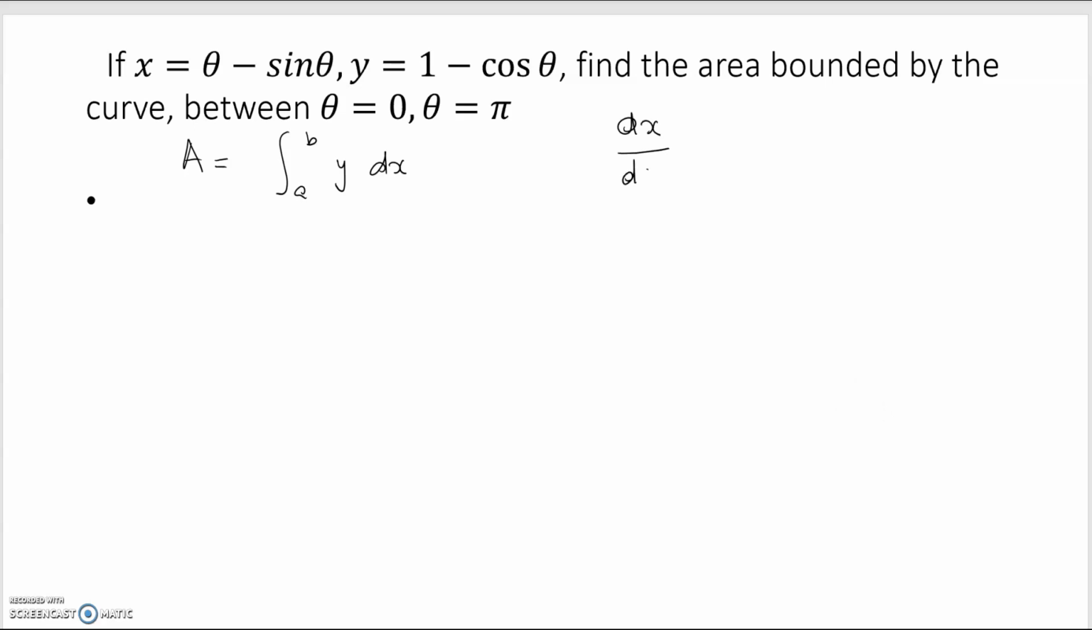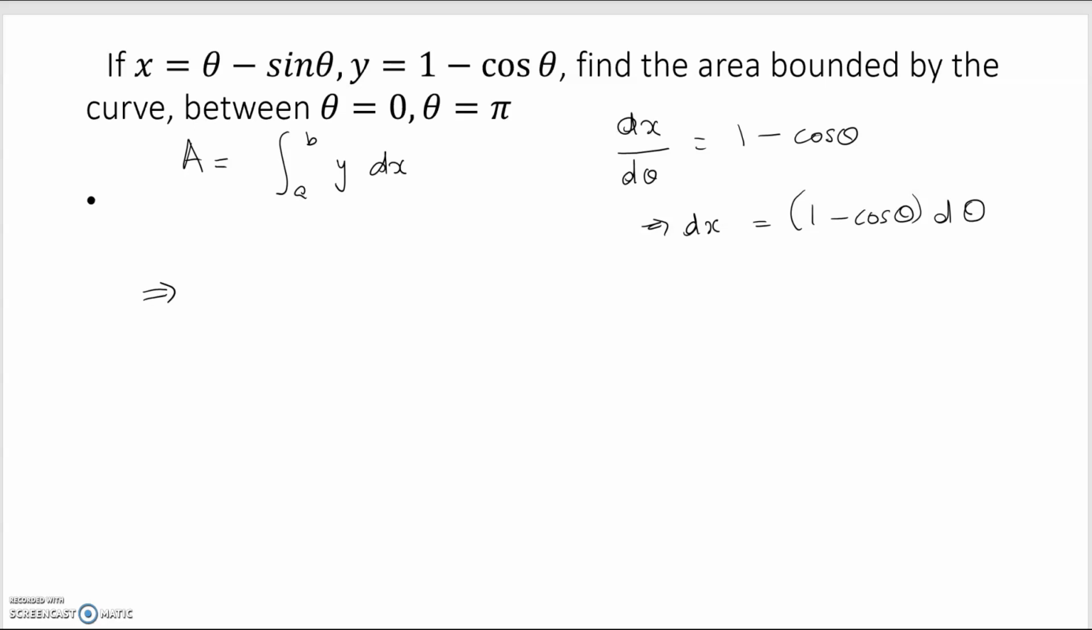So dx by d theta would be 1 minus cos theta. So therefore dx would be 1 minus cos theta d theta. And we know what y is, so let's just do those substitutions.